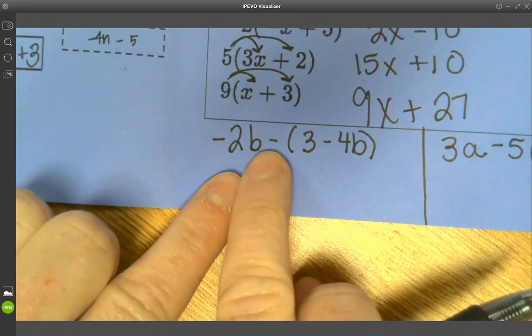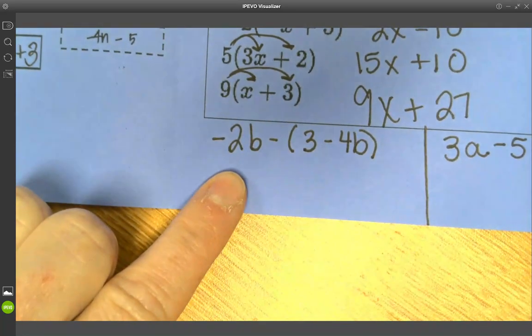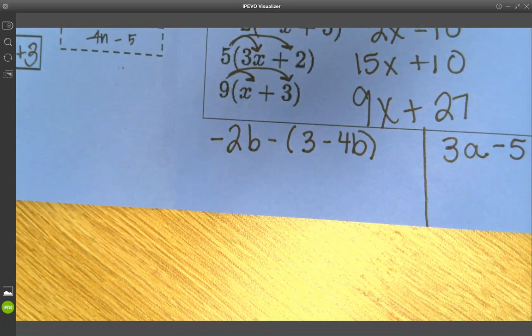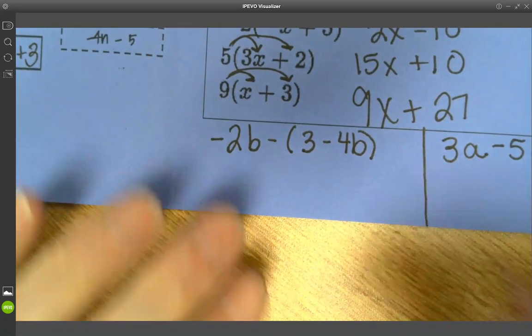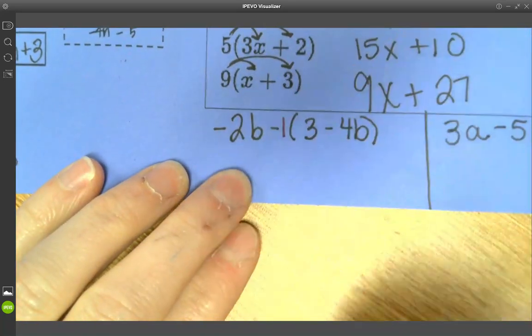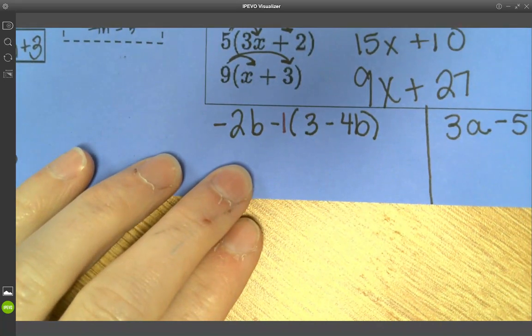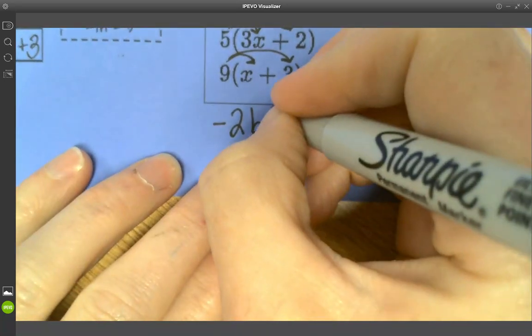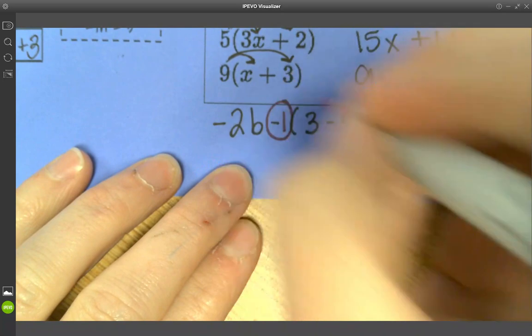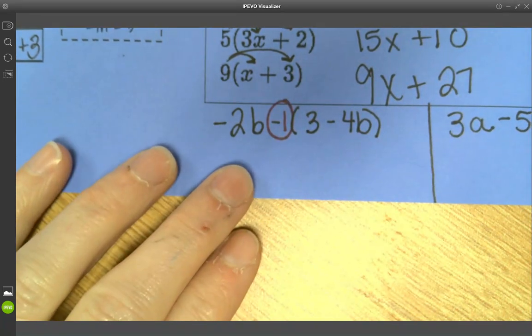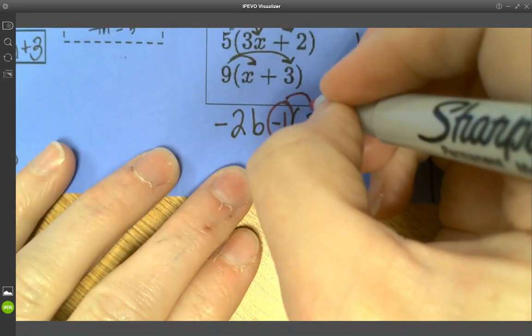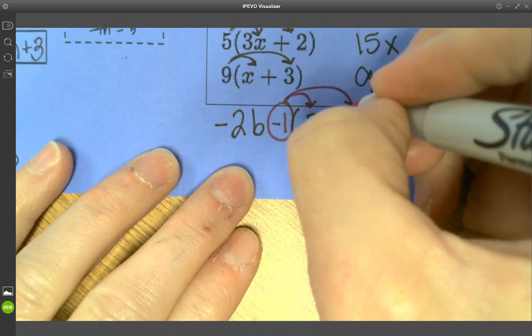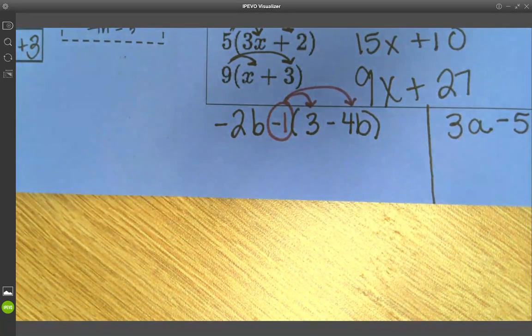So out front, we don't have a number in front. So if there's no number, there's an understood 1 there. So add a 1 here. And that is what we are going to distribute to everything inside the parentheses. So we're going to send it in like this. So y'all follow along.